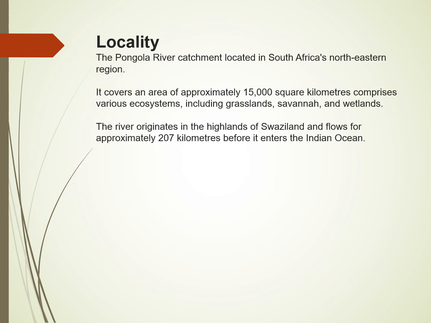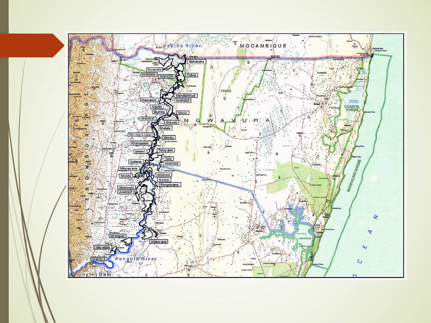The locality of this catchment is in South Africa's northeastern region, where it covers an approximate area of 15,000 square kilometers, and it's comprised of various ecosystems such as grasslands, savannas, and wetlands. The river originates in the highlands of Swaziland and flows for approximately 207 kilometers before entering the Indian Ocean.